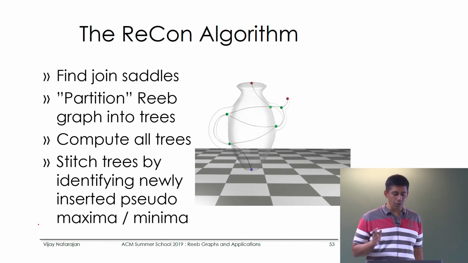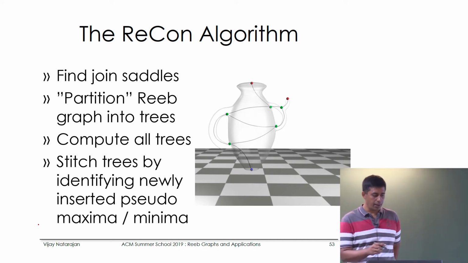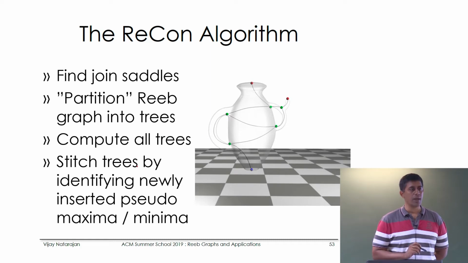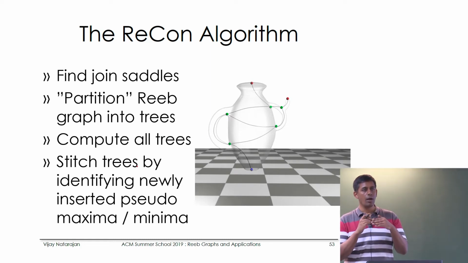So the steps here are, you find the join saddles. Then you partition your Reeb graph into trees. This is circular, so you need to do this by locating the join saddles. That's essentially what this means. You locate the join saddles and partition it there. Then you compute all the contour trees for each subdomain, and then you stitch the trees together by identifying the corresponding pairs of boundary minimum and boundary maximum. You just merge the 2.